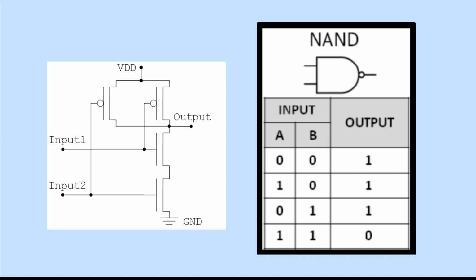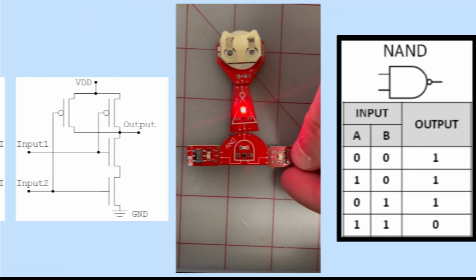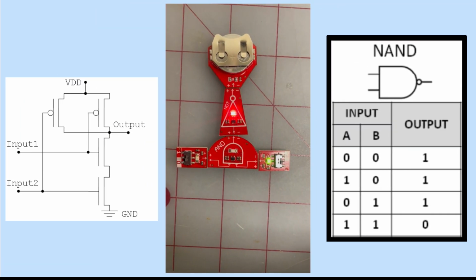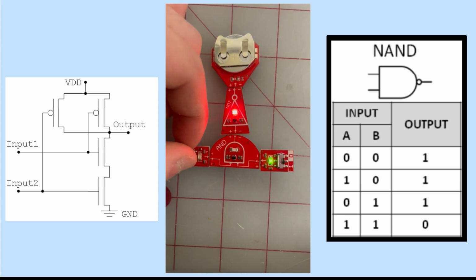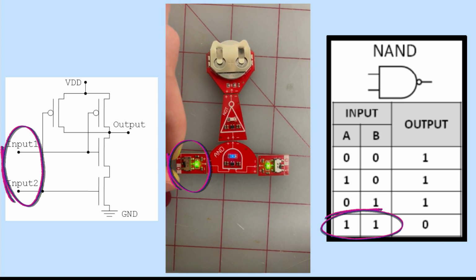The NAND gate, it means not and. The not and gate is an inversion of the AND gate. So all outputs are reversed. All the outputs are 1 except for when both inputs are 1. If you look to the video, the LED closest to the battery is always on except when both switches are switched to 1.